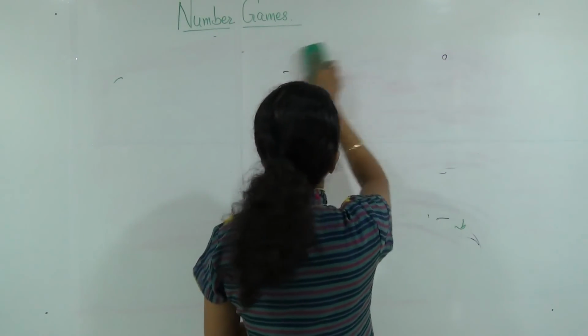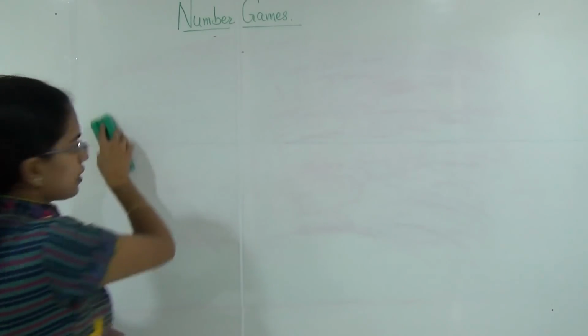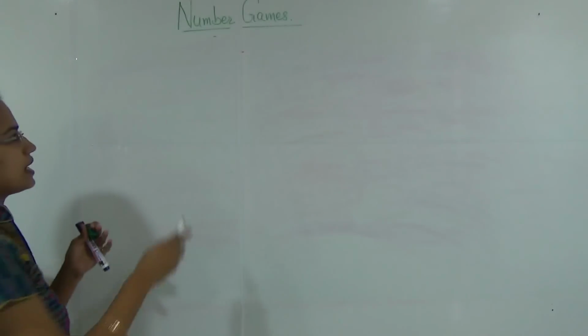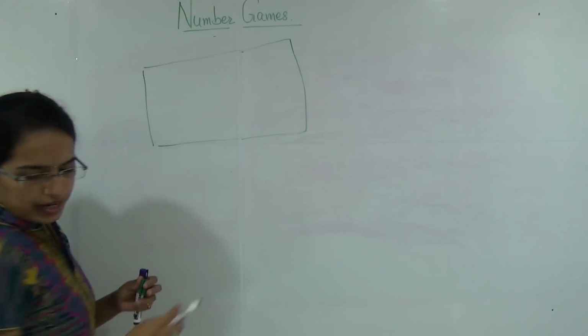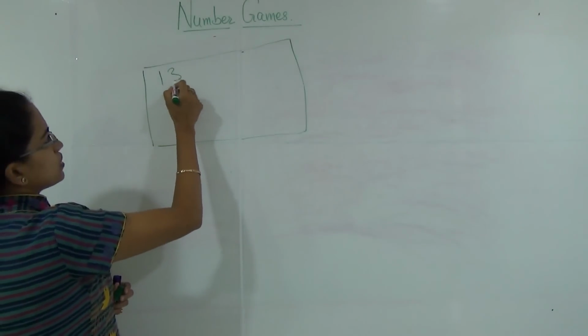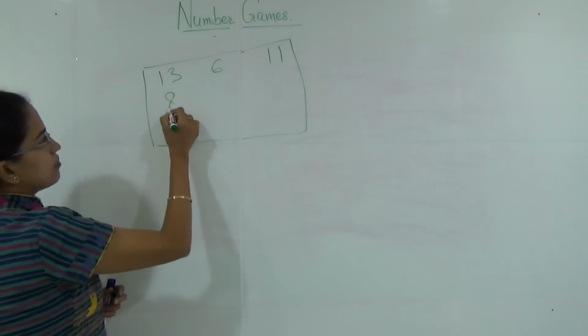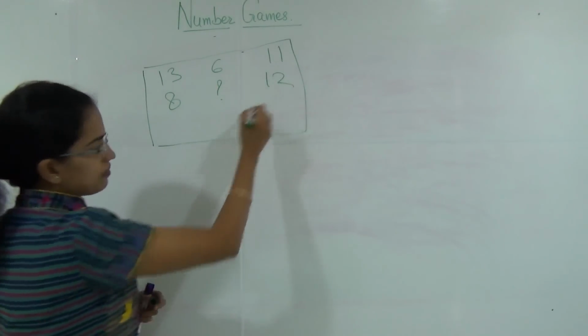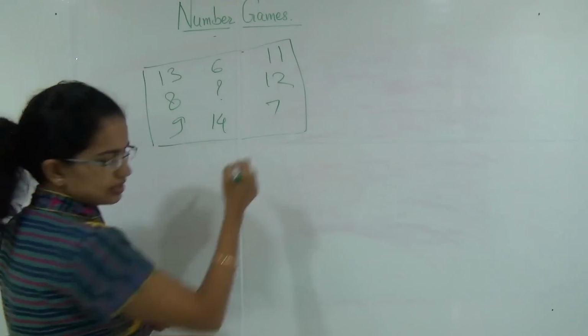In this question, what I am trying to do is, I try to draw a diagram here. It's a kind of matrix which is 3 by 3 matrix. Okay, and what you have to do is, you have to find out the correct answer. So it's 13, 6, 11. Okay, the next numbers are 8, question mark, 12, and finally you have 9, 14 and 7.